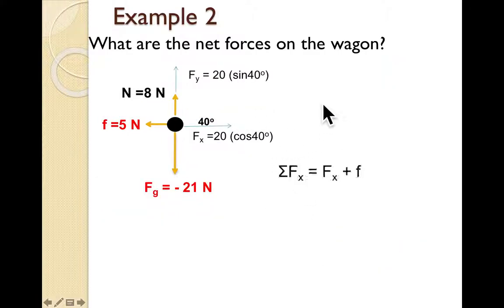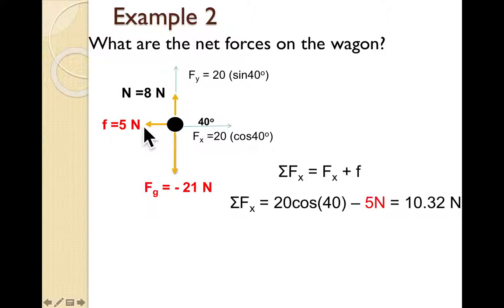If we start with the x direction information, then we're going to use Fx, and we're going to add to Fx the friction force. Now remember, we usually call this direction negative. That's why I made this red. So when we drop this value in, we're adding a negative. That's essentially what I've done here. When we do that math, we get 10.32 newtons in the positive direction, which is going to be in the direction of this larger force. So this is to the right.